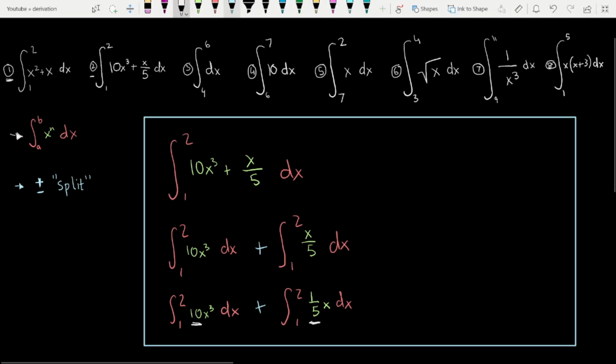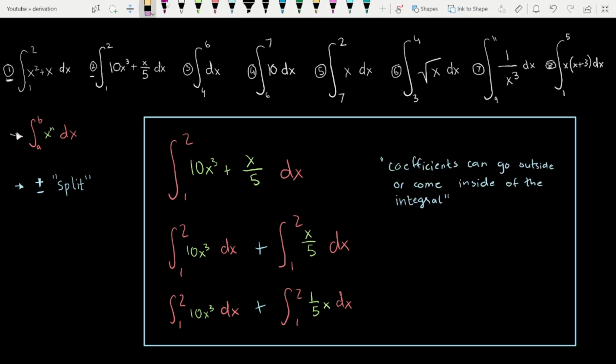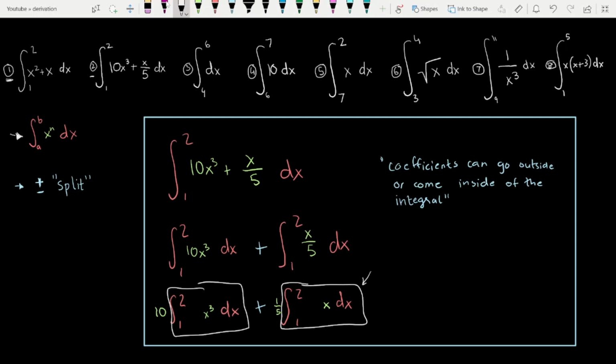And so the second integral property that you need to know is that the coefficients can go outside or come inside of the integral. And that's exactly what I'm going to do over here. So I have a 10 and a 1 by 5. I'm just going to erase these guys over here, and I'm going to take them outside of the integral. So that's going to be my 10, and that's going to be my 1 by 5. Now all you got to do is, you can see that this thing and this thing is exactly what your general integral form is. So you solve this and you solve this, and then when you get the answer, you multiply the answer by these coefficients.